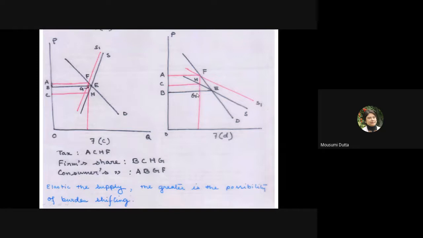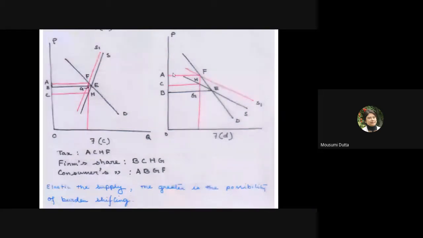So if the supply curve is negatively sloped, in that case, the burden on consumers will be very, very high. The burden on consumers is given by AFGB, whereas the burden on sellers is given by CBGH, and tax revenue is given by AFHC.